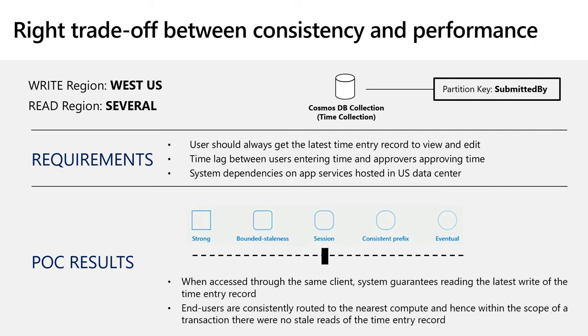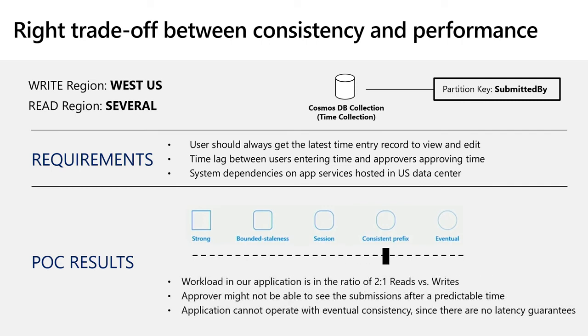Then we looked at session consistency. Here, when you're doing a write, Azure Cosmos DB gives you a session token, and if you're reading with the same session token, then you'll get the latest written copy. So with that, the system guarantees the latest labor record. That's what the approver wants to go approve. So this works really well for us. And from a cost perspective, this is 2 times less expensive than the bounded staleness and strong consistency levels.